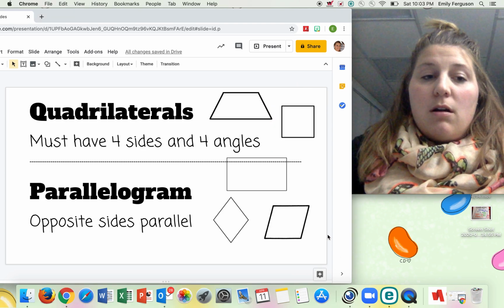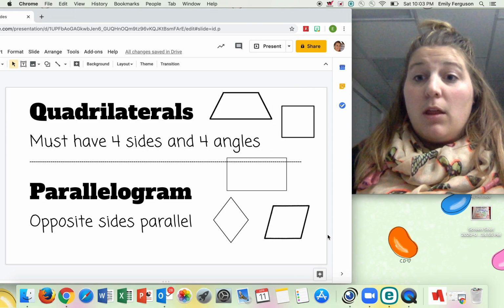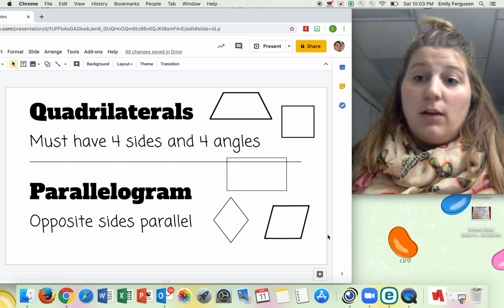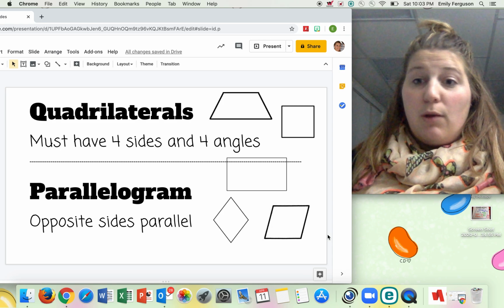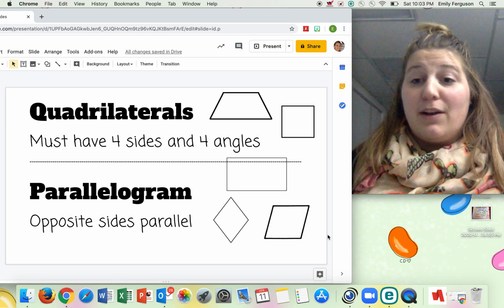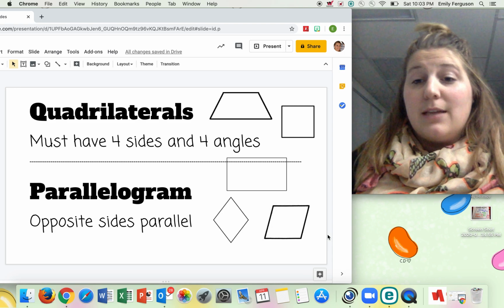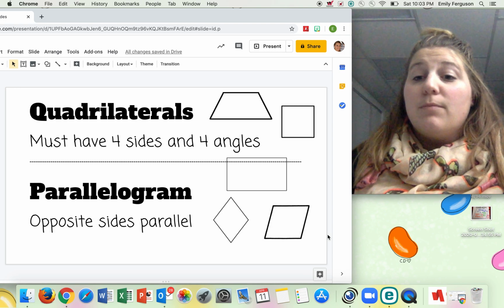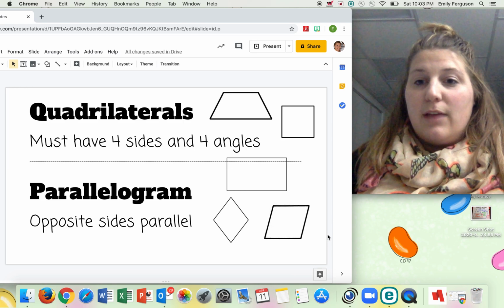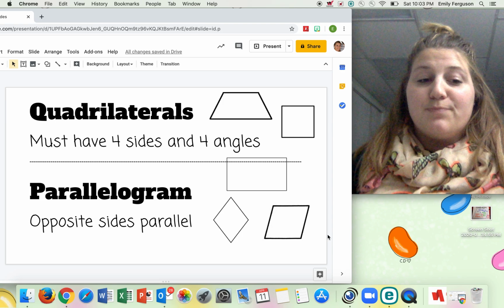Quadrilaterals are shapes, polygons, closed shapes that have 4 sides and 4 angles. As you know, there are many shapes that have 4 sides and 4 angles. You can name some of those very quickly. Square, rectangle, trapezoid, all of those, 4 sides, 4 angles. Check. It's a quadrilateral. It's that simple for quadrilaterals.